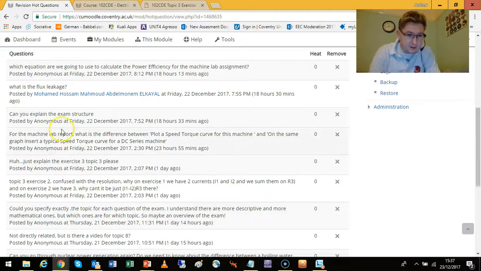So the next one was, for the machine lab report, plot a speed torque curve for this machine and on the same graph insert a typical speed torque curve. So essentially what you want to do is plot two graphs on the same Excel spreadsheet. I'll make a very basic video on Excel on how to plot the two different diagrams together, but essentially you'll have the speed and the torque data, and you'll have to plot that for the machine that you did.